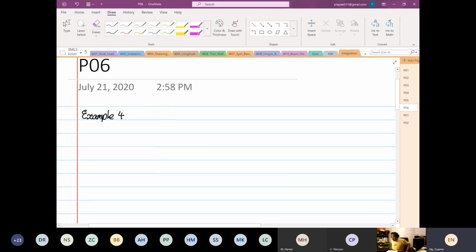Example number 4 is like the most useful method for using the elastic curve and also the integration method. Okay, this is really useful. So example number 4. This example is statically indeterminate.